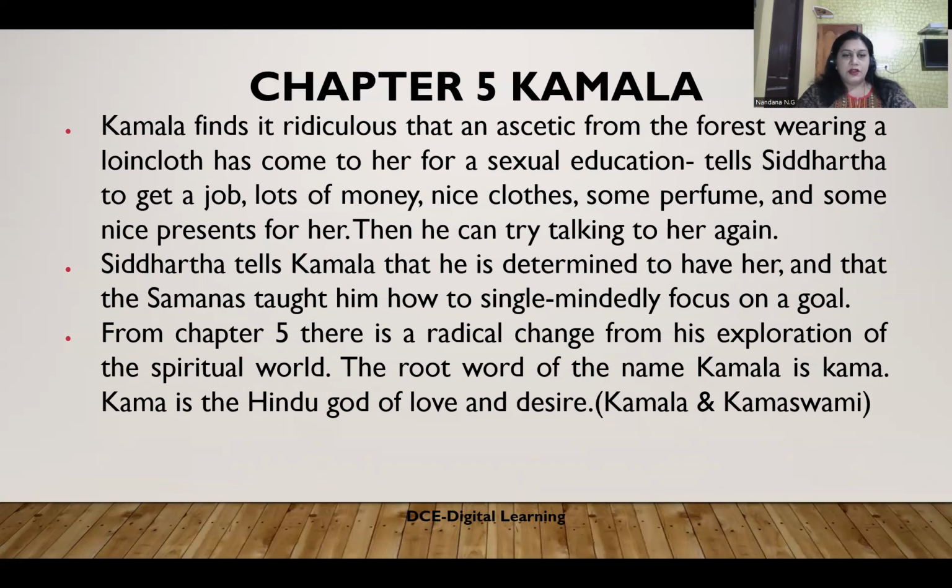Siddhartha is not disappointed. He's not, how do I say, discouraged either. Siddhartha tells Kamala that he is determined to have her and that the Samanas have taught him how to single-mindedly focus on a goal. And here, in this context, he has made up a goal of attaining Kamala. As a result, he is going to single-handedly pursue that goal.